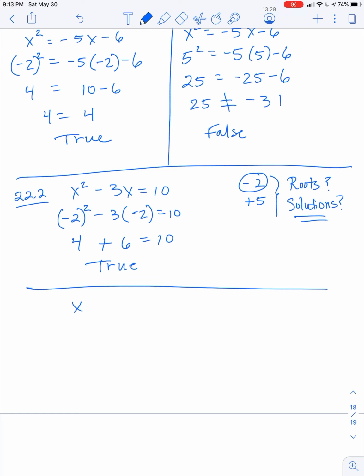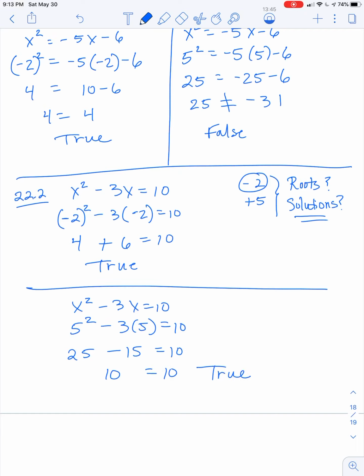Let's try the next value. We're going to put in a positive 5 for x. So we put 5 squared minus 3 times 5 equals 10. We have 25 minus 15 equals 10. And 10 equals 10. Yes, that is also true. So both of these values, negative 2 and 5, are solutions or roots that satisfy this equation.